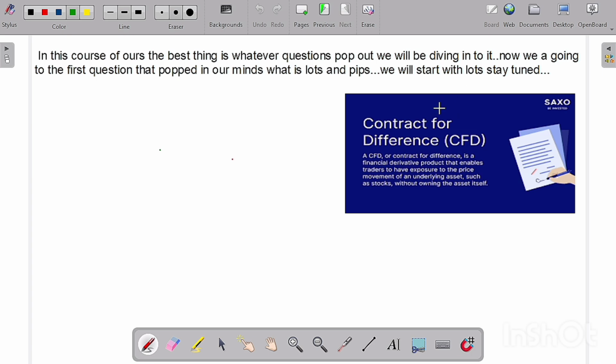There is a sticker here that talks about contract for difference. A contract for difference is a financial derivative product that enables a trader to have exposure to the price movement of an underlying asset, such as stocks, without owning the asset itself. Now that's the main logic of CFD trading.